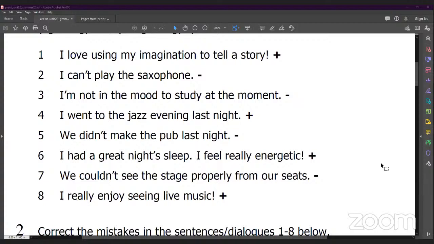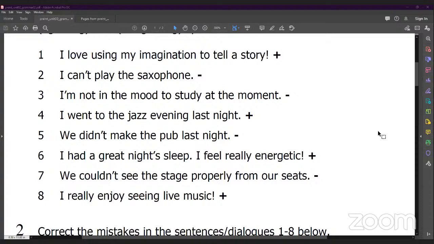Miss Leon, thank you. Number 5 and 6. We didn't make the pool last night. Neither did we. Okay, number 6. I had a great night's sleep. I feel really energetic. So do I. Okay, Miss Leon, please complete number 7 and 8. We could see the state popular for our sick, neither could we. Yes, that's correct. I really enjoy singing, listening to music, so am I.